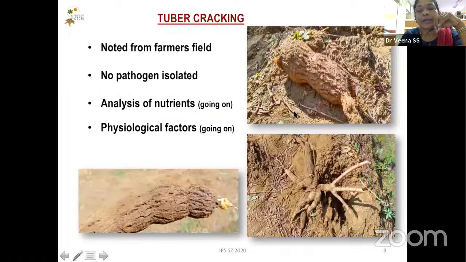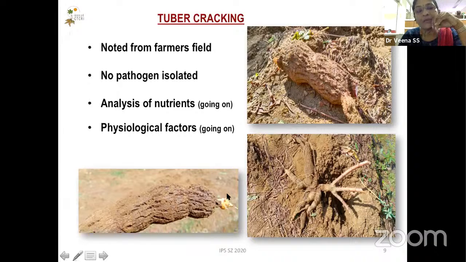This is tuber cracking. This is a very recent one. Maybe in the last 2-3 months only we started seeing it. The farmers have sent many photos to us, and we have also visited some of the fields and saw this. However, we could not find any pathogen associated with this. So in our institute itself, the plant and soil nutrient analysis and physiological factors are all being looked into now.